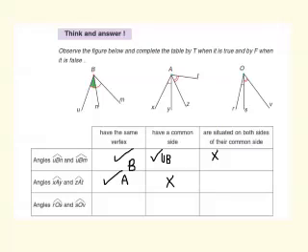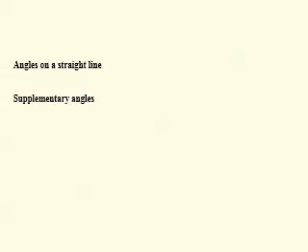Look at the third figure. We have ROS and SOV. Do they have the same vertex? Yes, it's O. Do they have a common side? Yes, it's OS. Is OS situated in the middle? Yes. So we can say that ROS and SOV are adjacent.